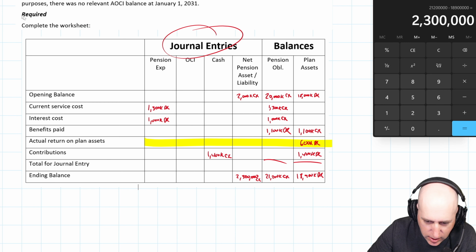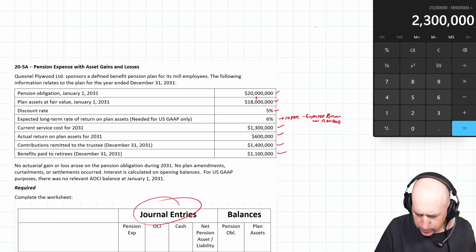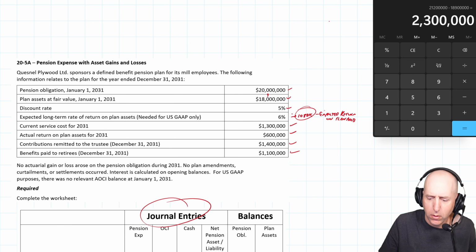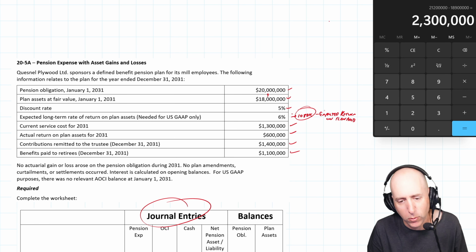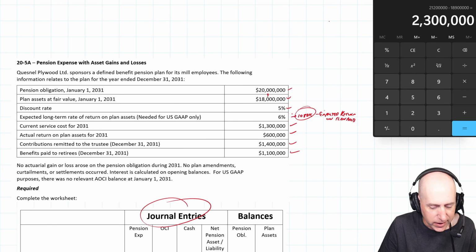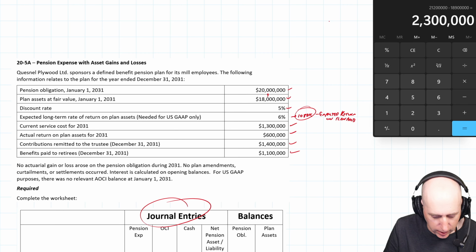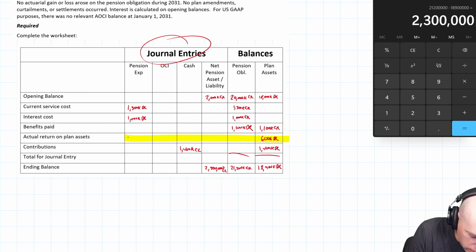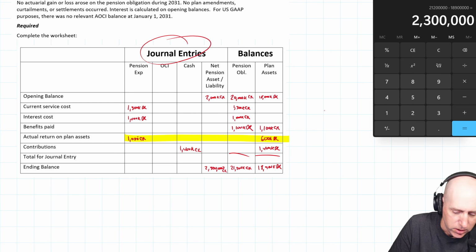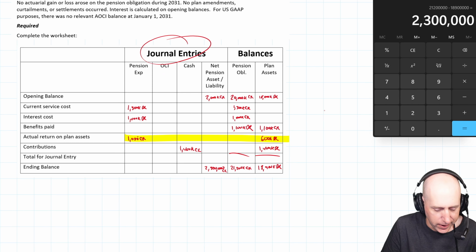And the US GAAP way says, okay, my expected return on plan assets was $1,080,000, 1080. It's at 6%. That's the number we have reduced our expense. It's based on our expectation. So 1080 credit goes here. It's our return on our plan assets.